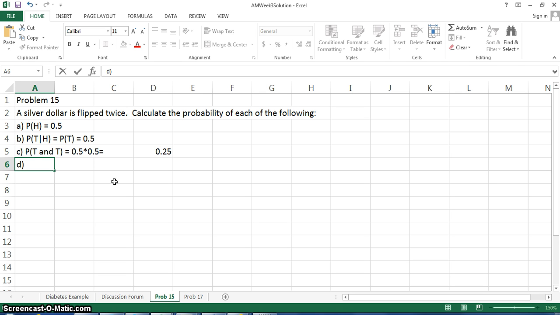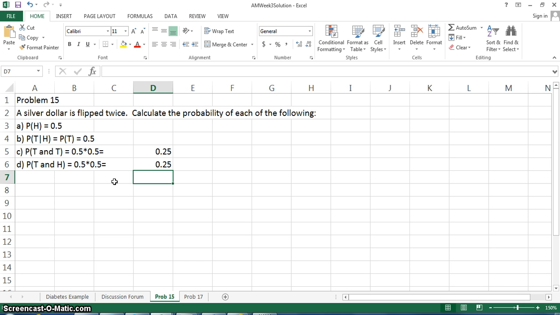Part D, what is the probability of a tail on the first and a head on the second? So a tail on the first and a head on the second. Again, we use the fact that these two events are independent, and we would use the multiplication rule for independent events. The probability of a tail on the first flip is 50%. The probability of a head on the second flip is 50%. And so if we multiply these two probabilities together, we get the probability of these two events occurring together.